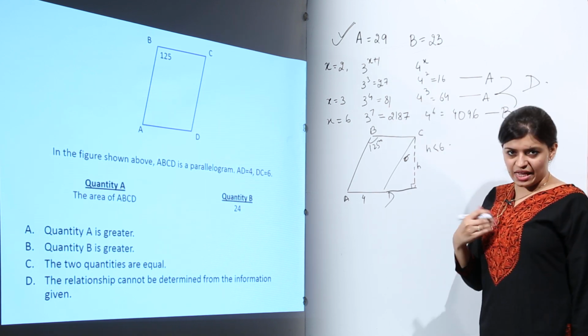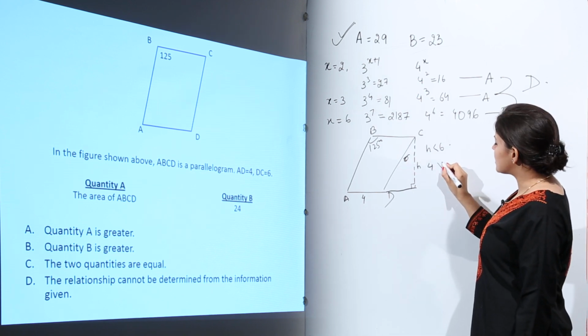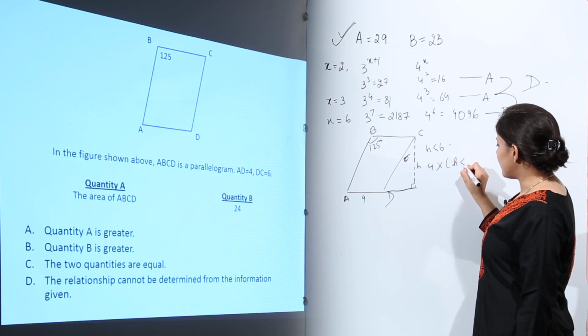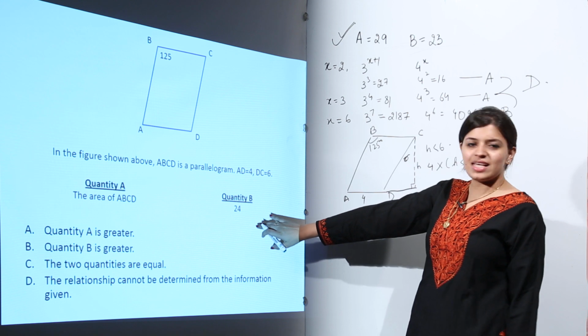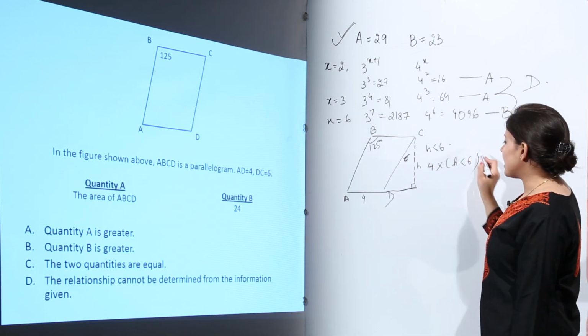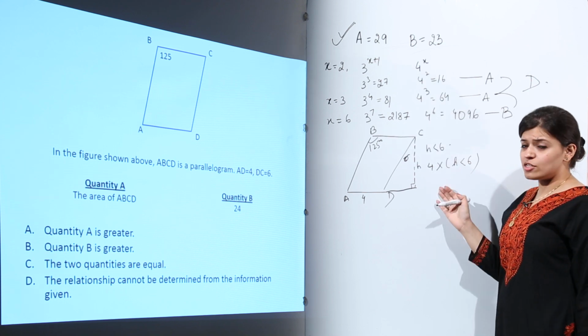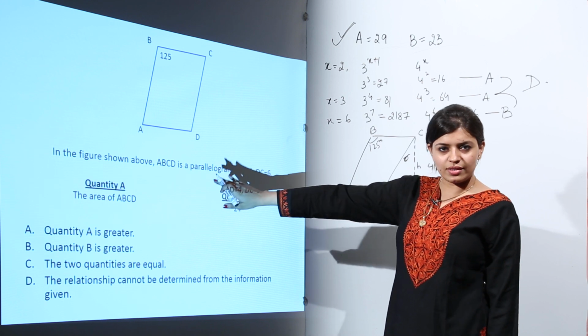So if we compute the area of this parallelogram, it will be 4 into some value that is less than 6. Now if you see the quantity B, it says 24. 24 is 6 into 4. So we can say that the area of the parallelogram will always be less than 24. So in this case, we can say that quantity B will always be greater than quantity A.